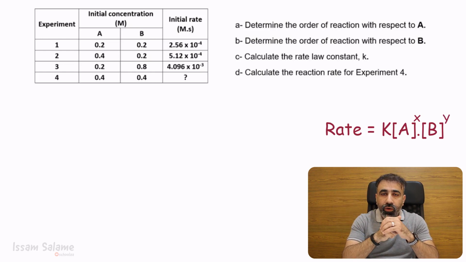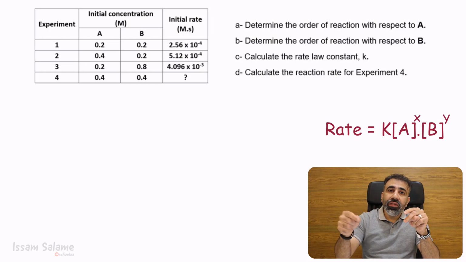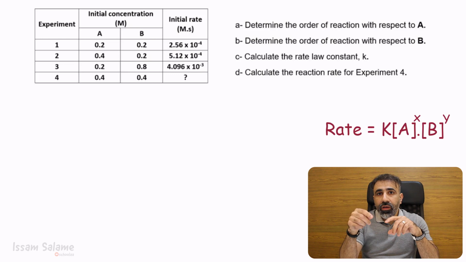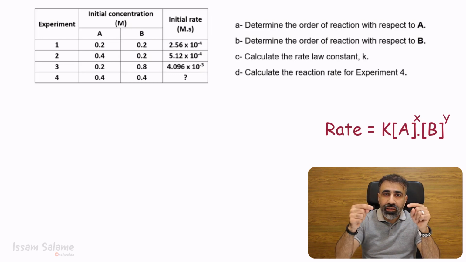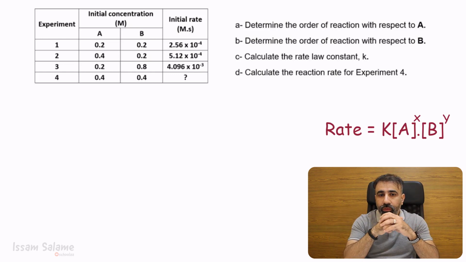If I want to find the order with respect to A, it means that I need to calculate X. To calculate X, we need to use 2 rates where we have the same concentration of B. Why? Because when we divide 2 rates and we have the same concentration of B, we can cancel it. Let me show you how. Imagine I want to find X.